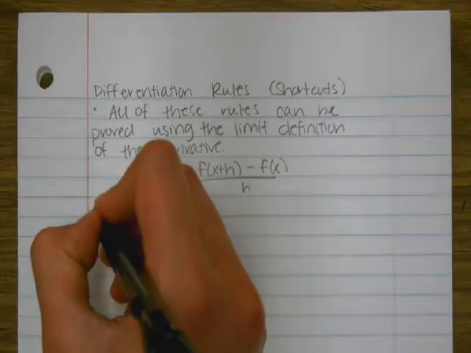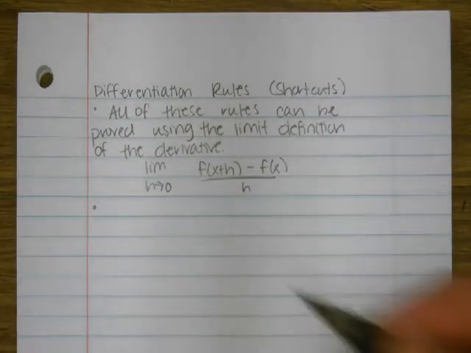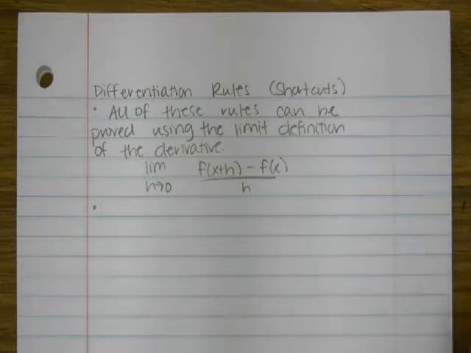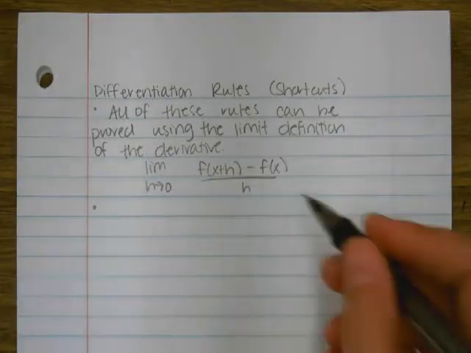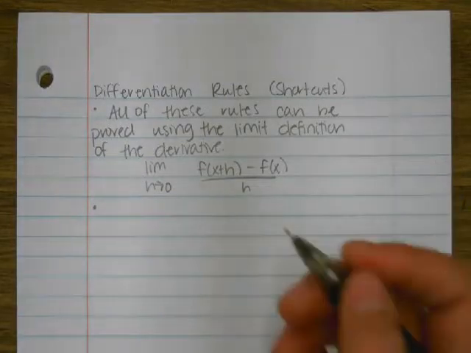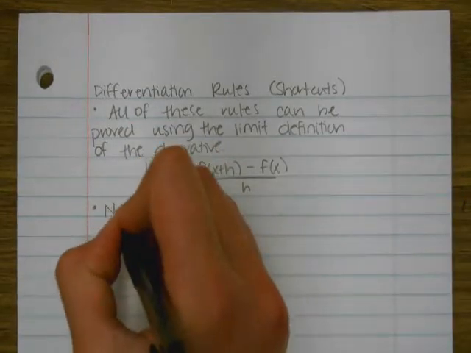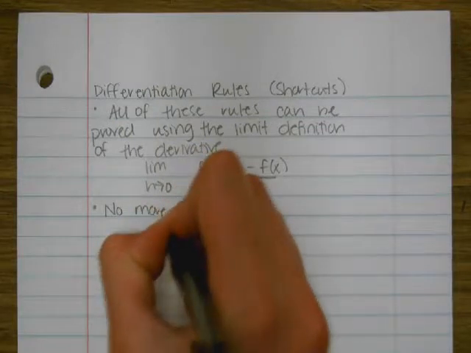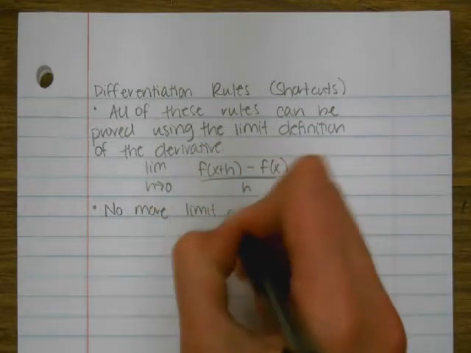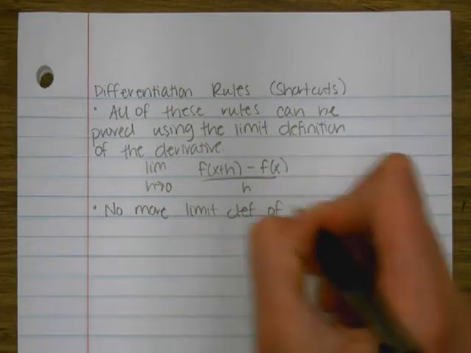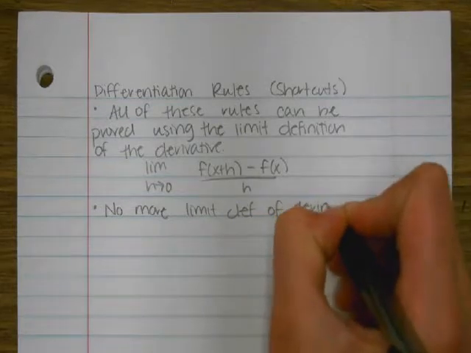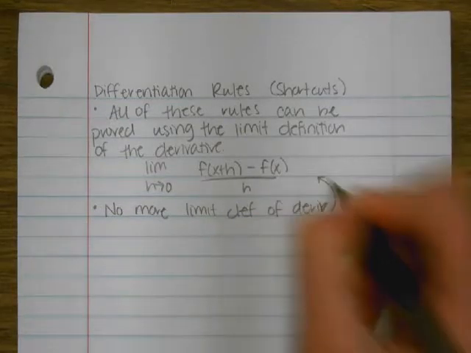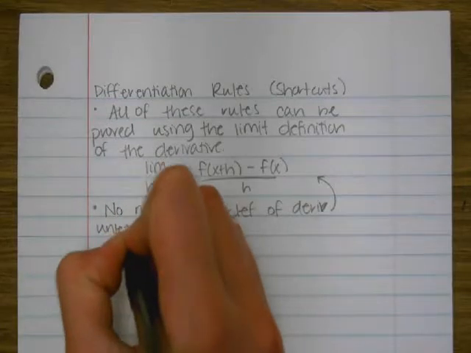So now we're going to say don't use this anymore unless you are asked. From here on, we're going to be using these shortcuts instead of doing the longhand method, okay? So no more limit definition of derivative unless asked to do so.